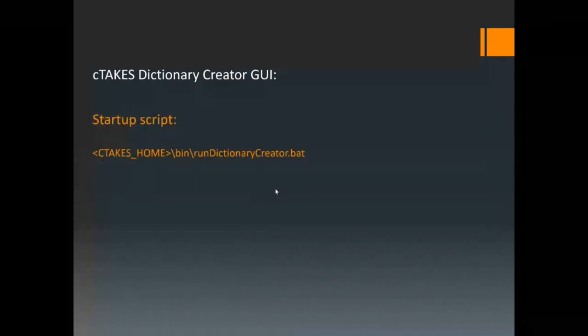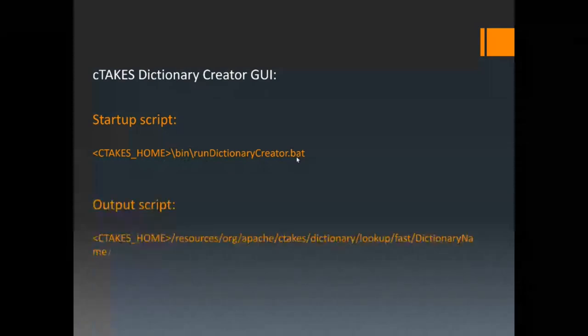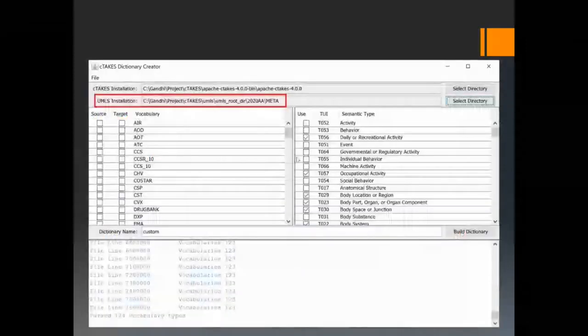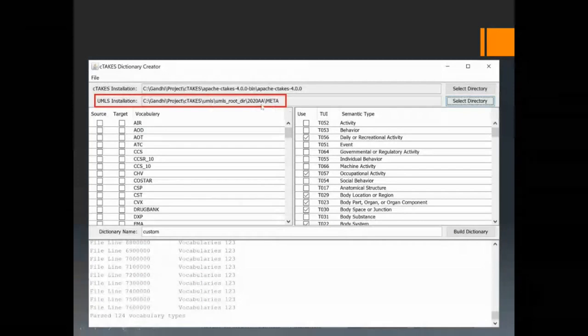To start the Dictionary Creator GUI, you have to get into your cTAKES home folder where you have downloaded the cTAKES user installation, and navigate inside the bin folder. There you will see a batch file called run dictionary creator.bat. Once you double click on it, it brings up the Dictionary Creator GUI screen. Here, as highlighted in the slide, you have to select the meta folder containing the RRF files in the UMLS installation folder. The moment you select the UMLS installation folder, it will start loading all the vocabularies and the semantic types, as you see on the screen.